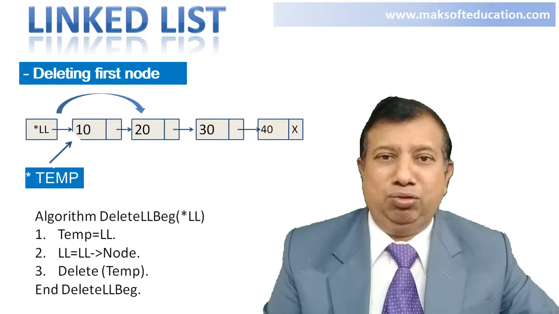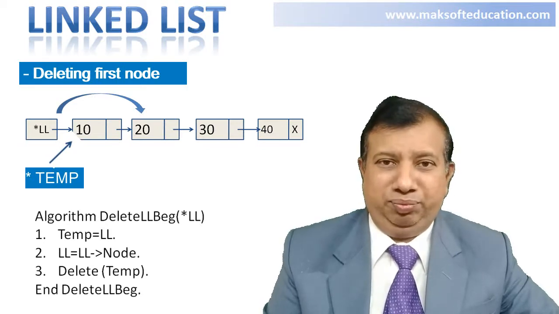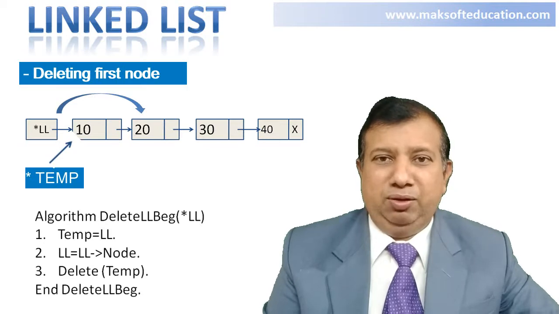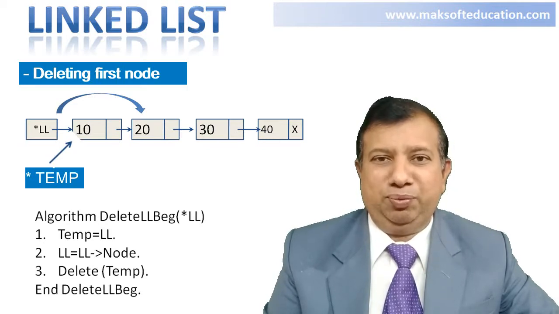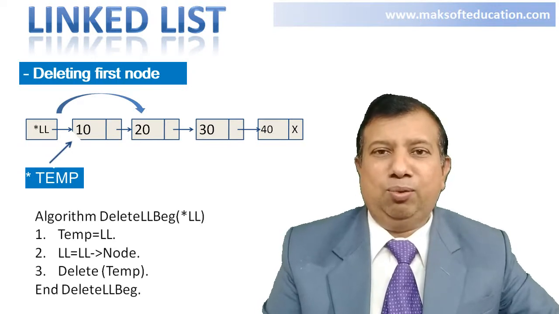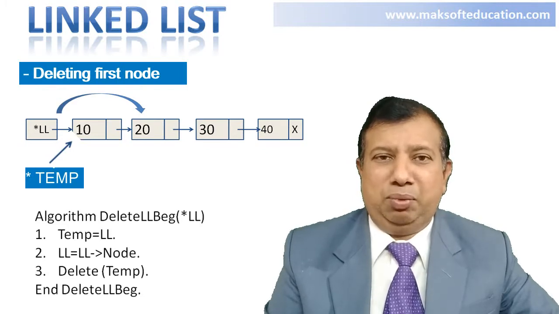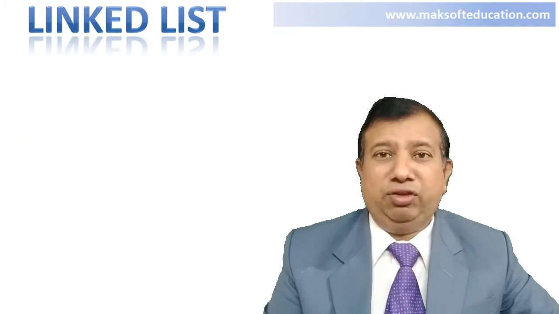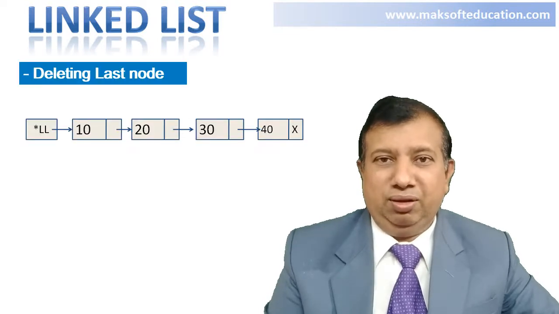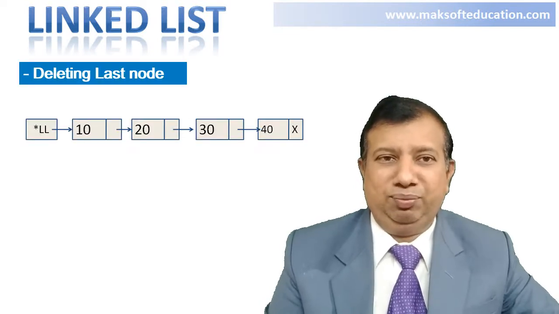Now this can be done by using LL is equal to LL's next node. So go to the next node pointer. Now you have to just delete the temp variable from the memory. So this is the simple algorithm for deleting the first node in linked list. Let us move to the next part, deleting the last node from the linked list.